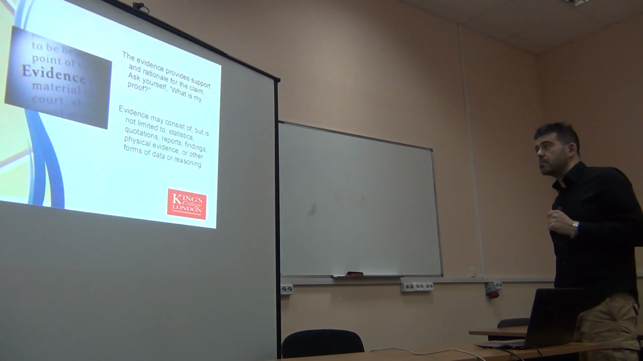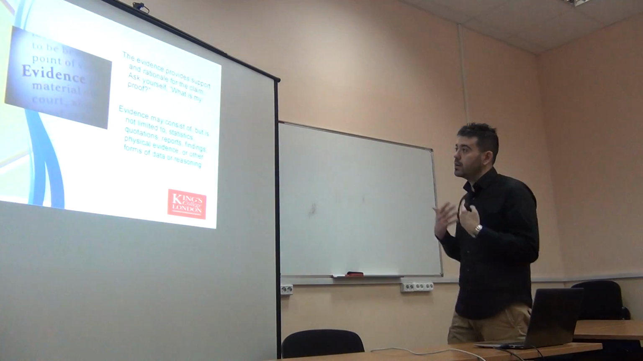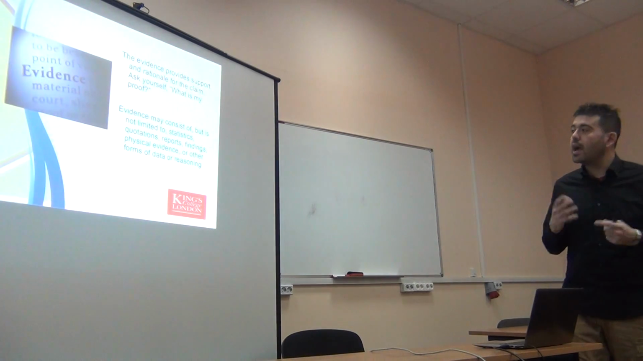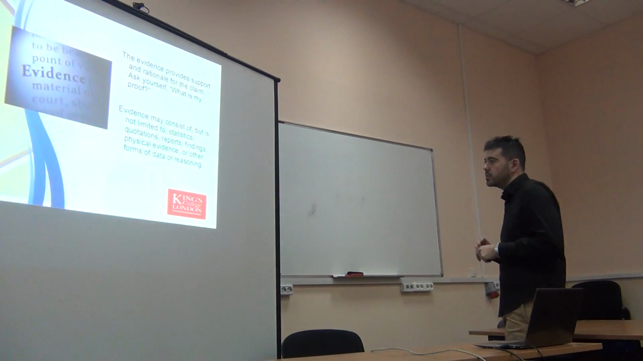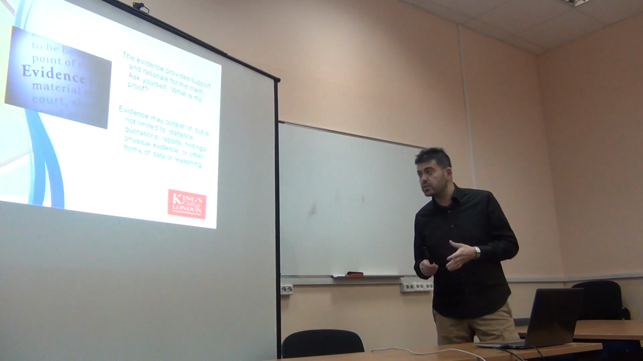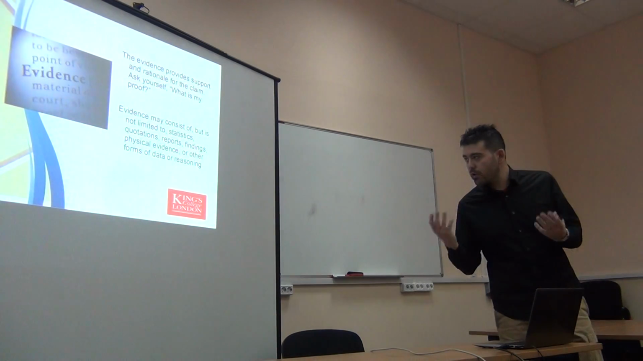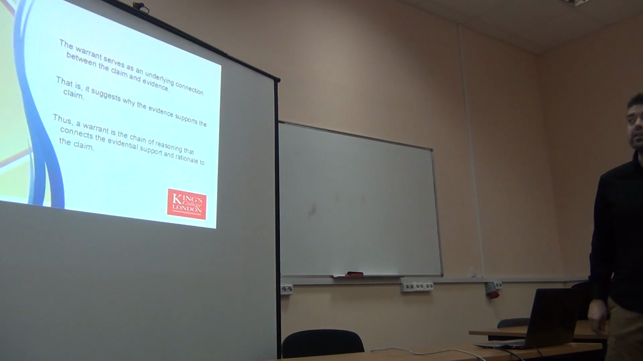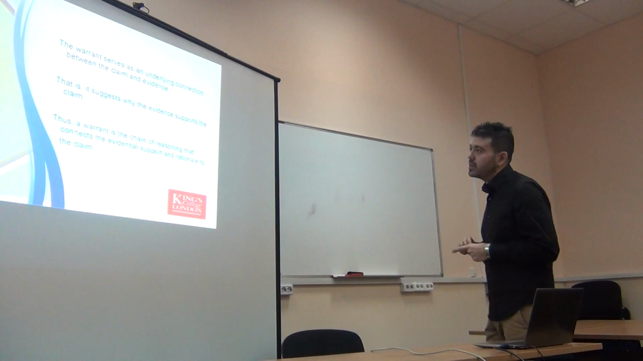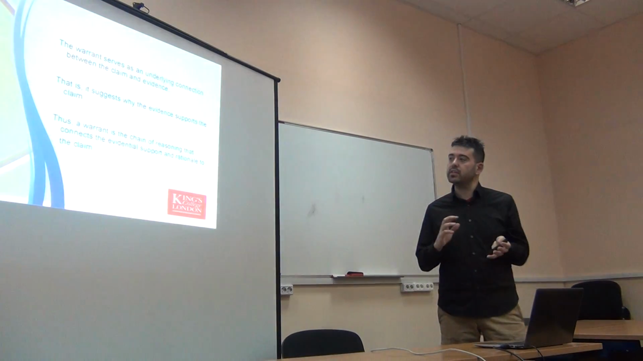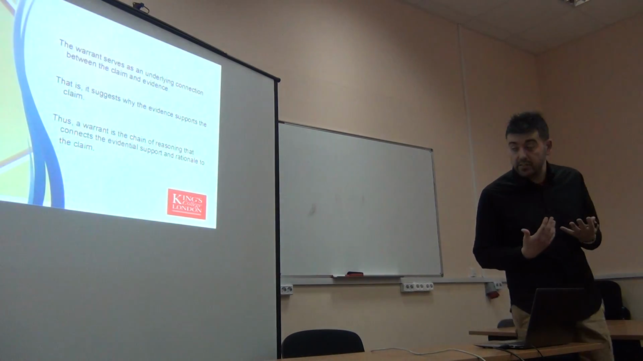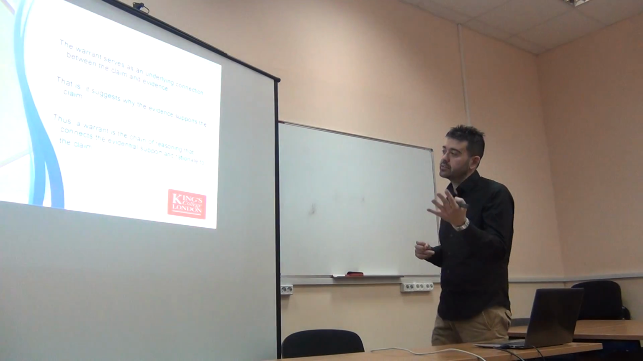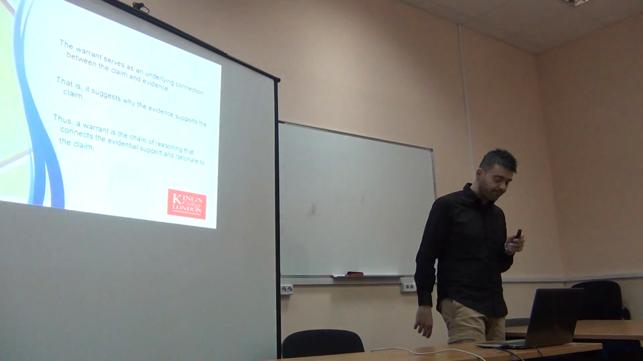Then there is the evidence. Remember, the evidence is essentially what provides support for the claim, for the conclusion. Evidence might consist of, but of course it's not limited to, statistics, quotations, reports, findings, or any other form of data or reasoning. Then you have the warrant, which serves as an underlying connection between the claim and the evidence. That is, it suggests why the evidence supports the claim. Thus, a warrant is the chain of reasoning that connects the evidential support to the claim.